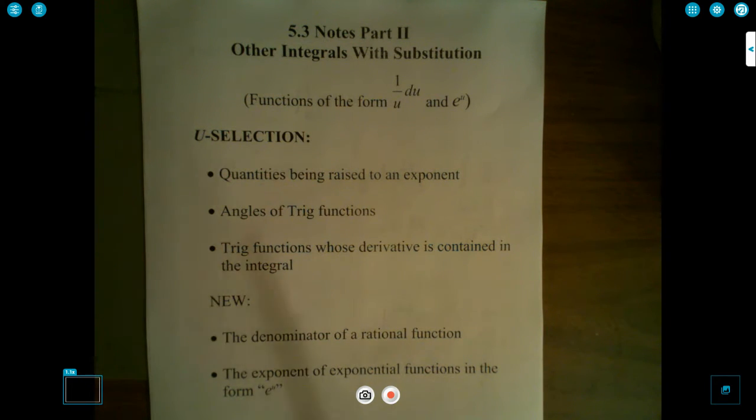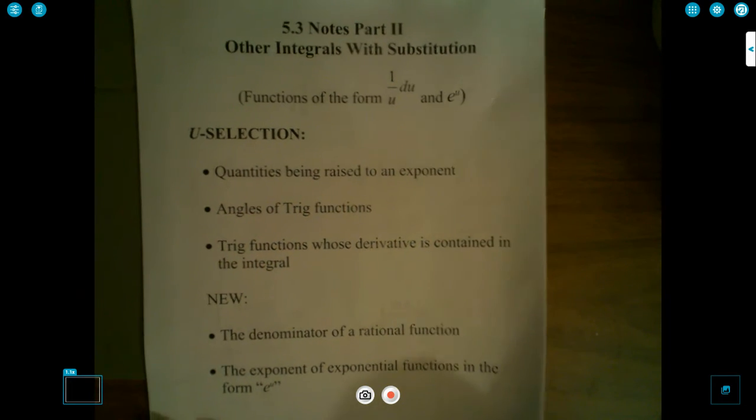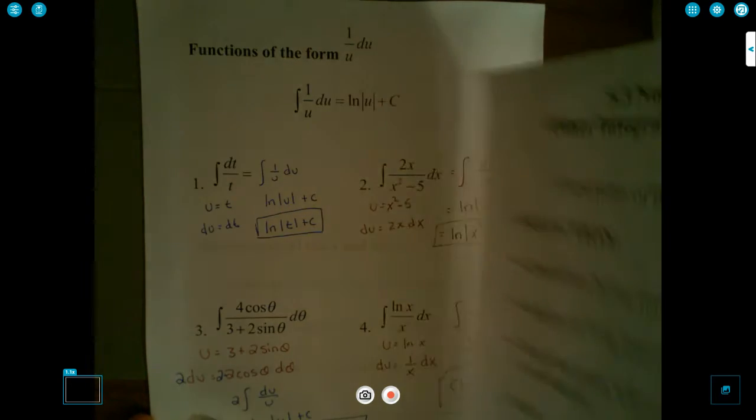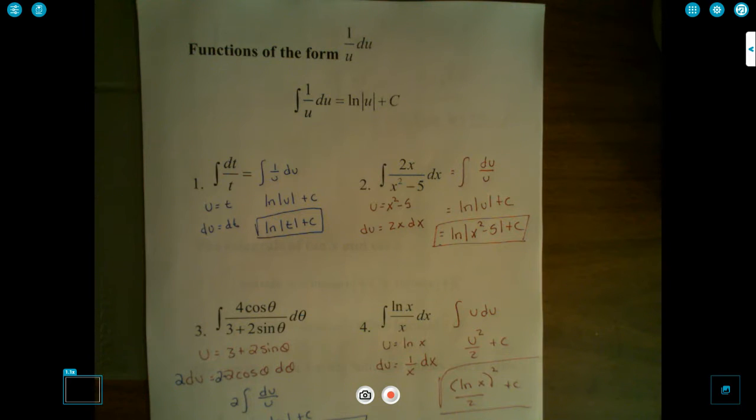In this video, we're looking at denominators of a rational function, so when we can let those be u, and also where we have an exponent for an exponential function in the form of e to the u, where we have e as our base. So the first time when I made this video, it actually wasn't recording, so I actually have a couple of these already written out, so I'll just talk my way through them.